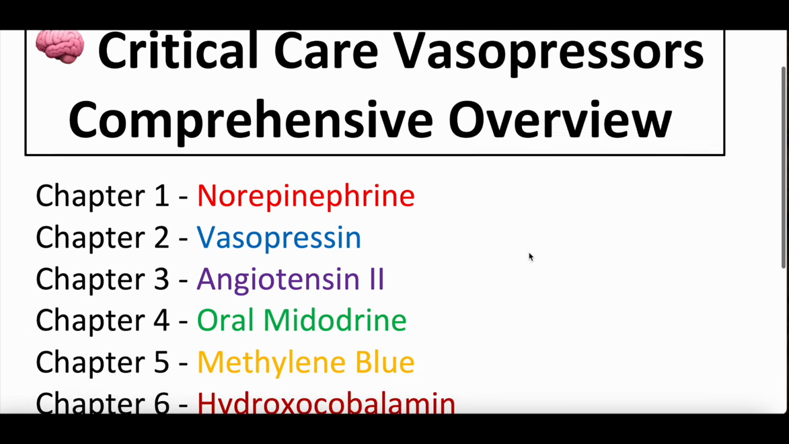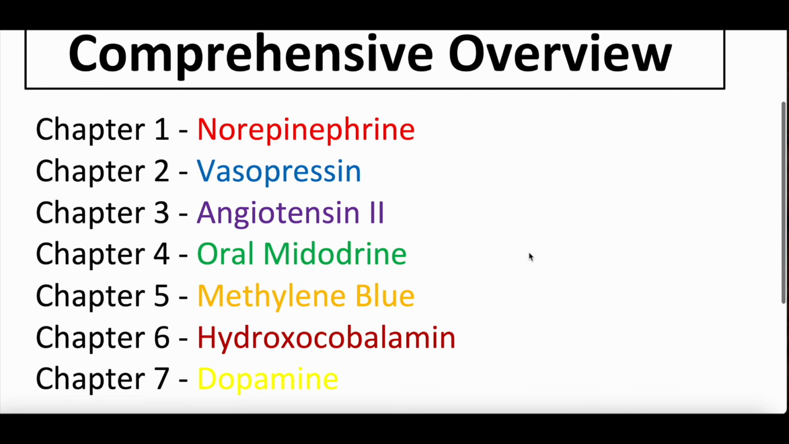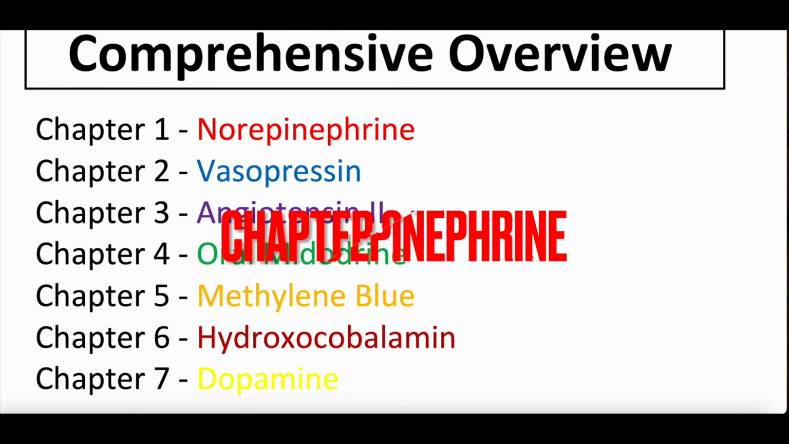Chapter 1 is going to be Norepinephrine, Chapter 2, Vasopressin, Chapter 3, Angiotensin II, Chapter 4, Oral Midodrine, Chapter 5, Methylene Blue, Chapter 6, Hydroxocobalamin, and Chapter 7, in yellow because you can barely see it, because I don't even really use it, is Dopamine.